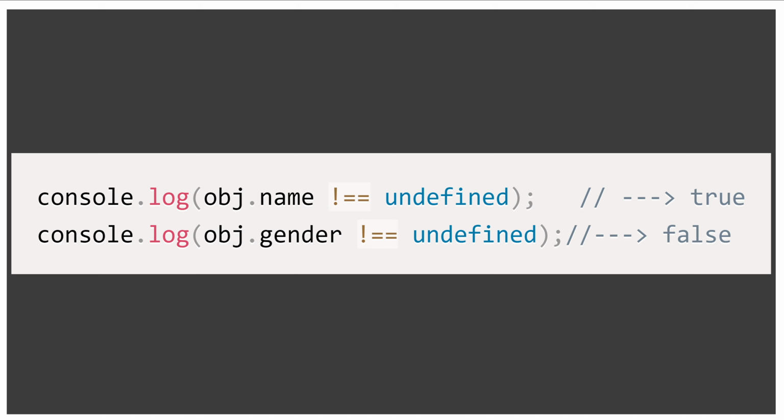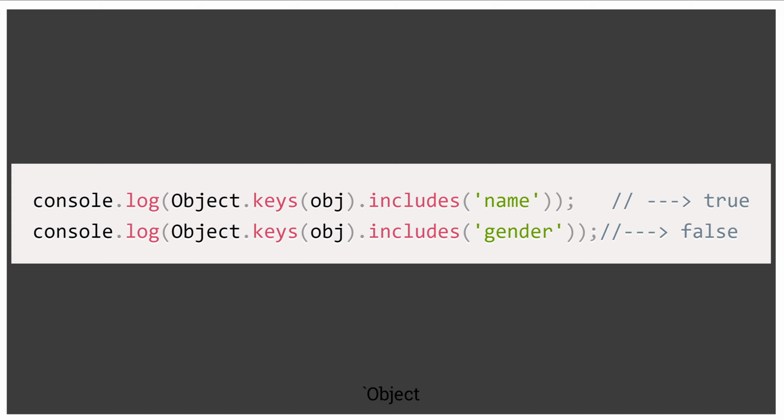4. Direct property access. Pros: Very simple and easy to understand. Cons: Cannot distinguish between properties that don't exist and properties that exist but have the value undefined.